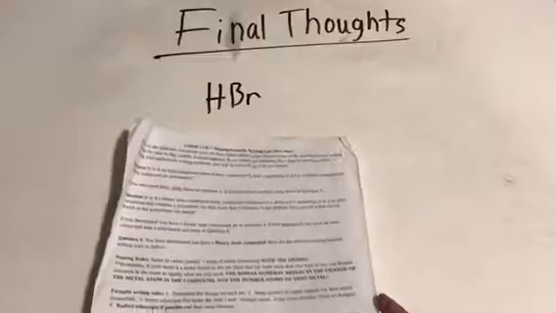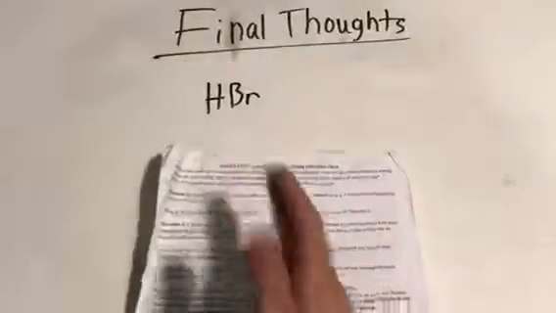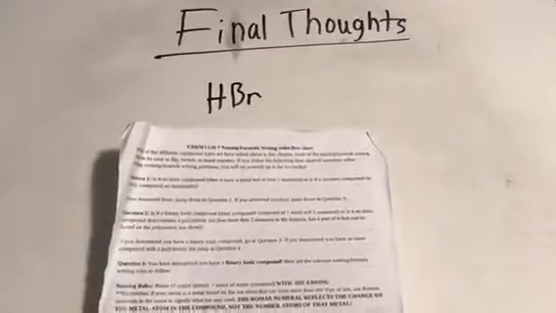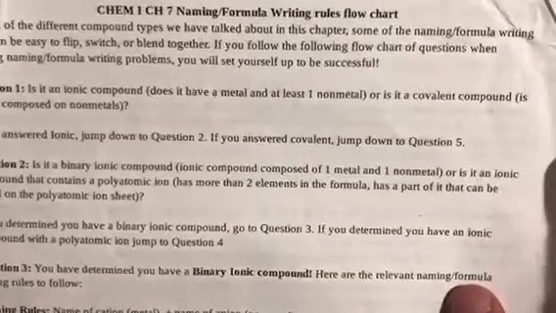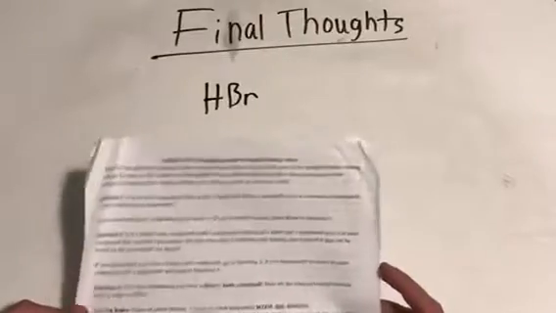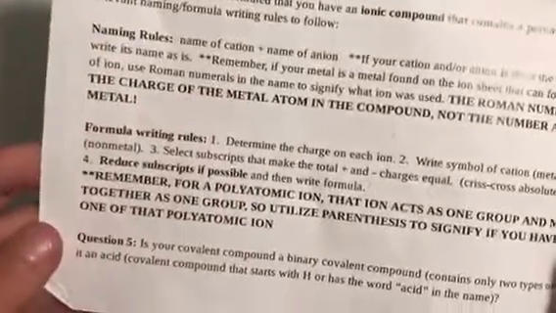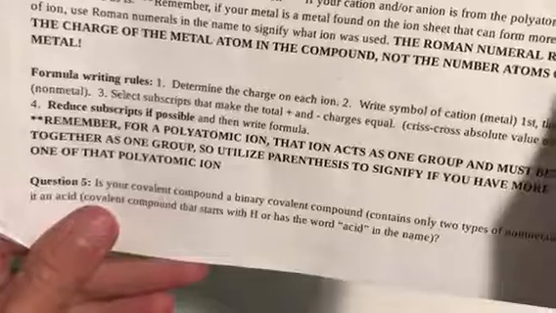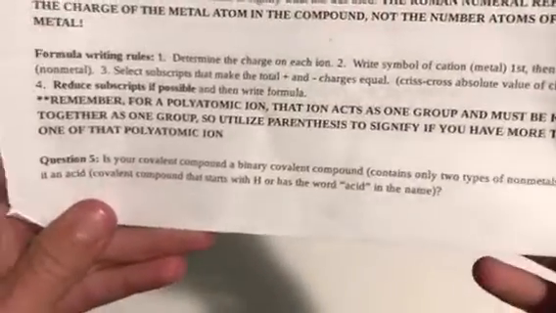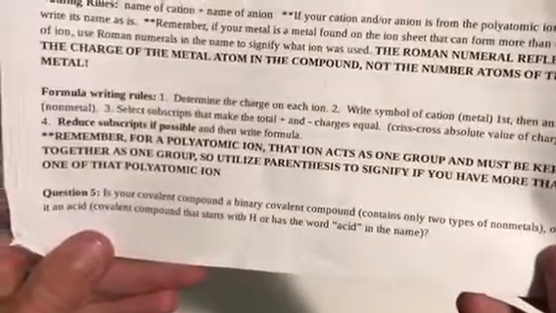Basically, you take whatever compound you have. Our first example will be HBr, and you can use this key to figure out what HBr is, and hence figure out what the naming rules are. So let's start with question 1. Is it an ionic compound or a covalent compound? Well, this is two nonmetals, so it is a covalent compound. So if you answer covalent, jump down to question 5. Is your covalent compound binary, or is it an acid?